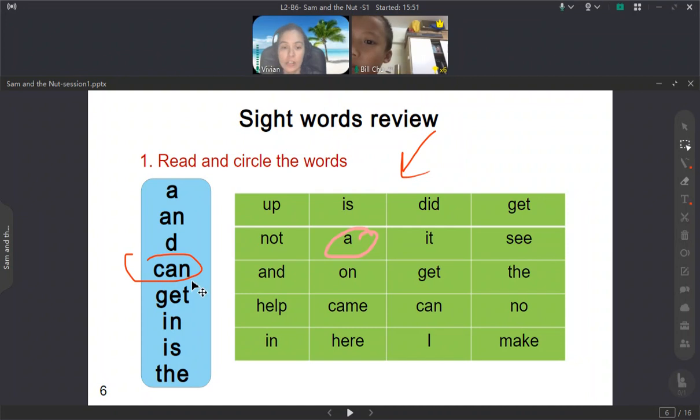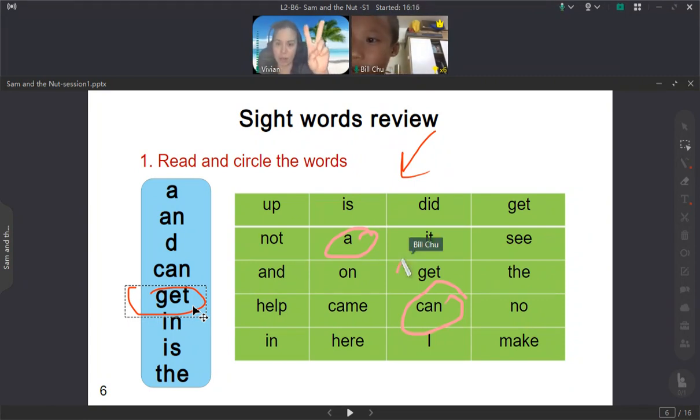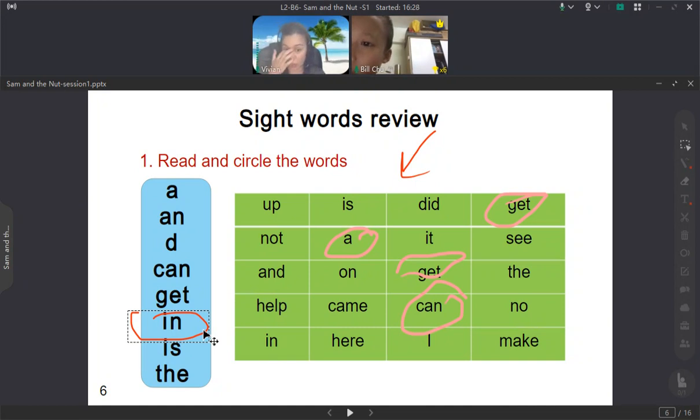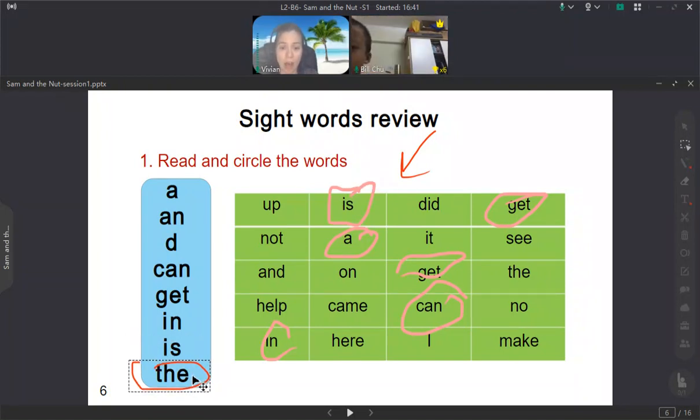Circle can. Speak English, say can. Can, can, can. Circle get. There are two gets. One get, two get. One more get. Very good. Hi, Bill, circle in. In, in, in. Very good. Circle is. Very good. Circle the, the, the.